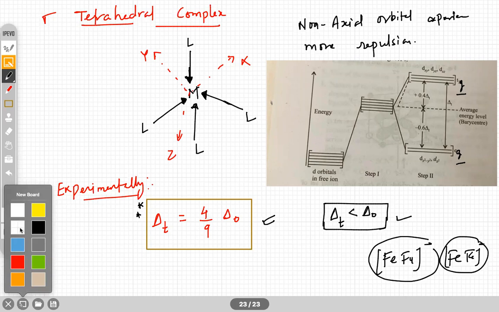Now, if you have a square planar complex, then how do the orbitals split? Did you draw this, all of you? So one second. So what is that on the top non-axial orbital? Where? So the non-axial top orbital, right? Experiences more repulsion. Okay.